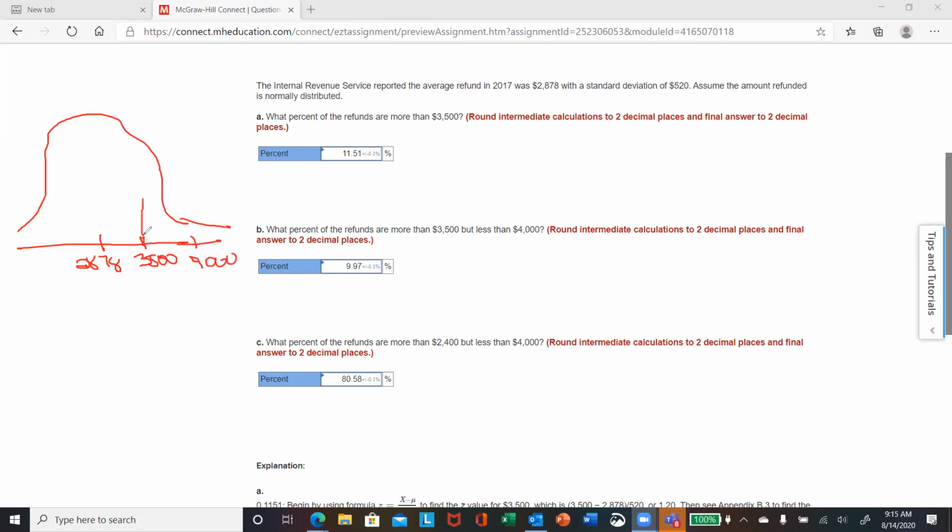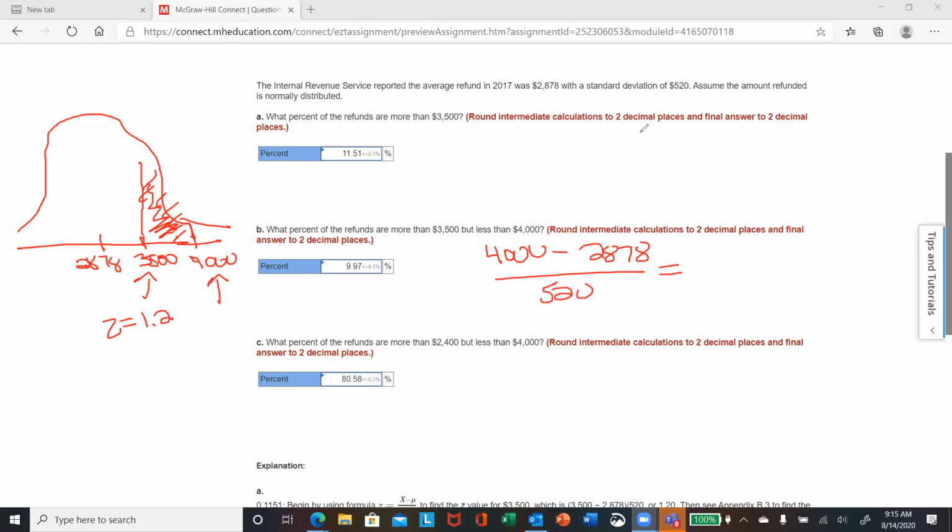So we're at these, that's not a very good curve picture, but they're basically saying they want to find this area that's above the mean. So again, we already got the z-value there, which is 1.2. You've got to get the z-value for 4,000. So again, you take 4,000 minus 2878, and then divide that by 520. And that's going to give us our z-value.